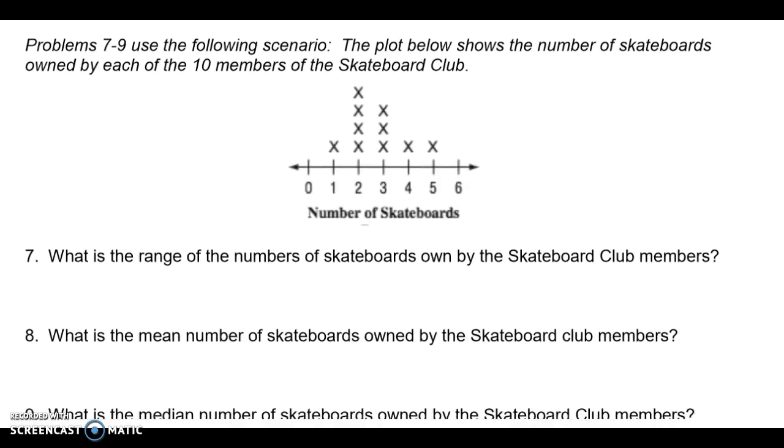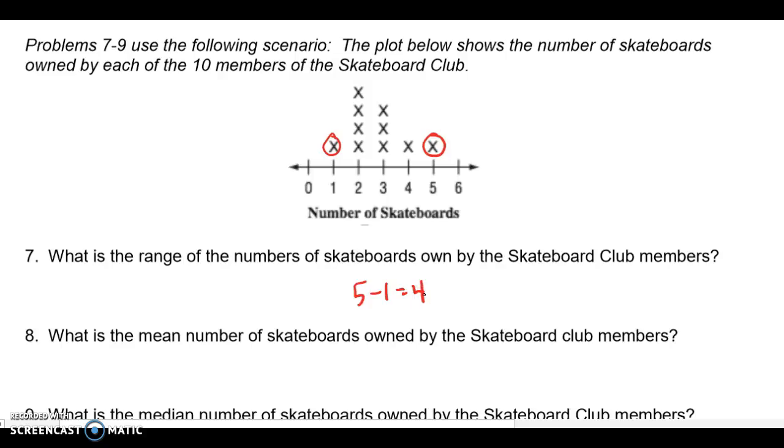This is what's called a line plot, and this plot is going to show the number of skateboarders who own a particular number of skateboards. Each of those X's represents a skateboarder and how many skateboards they own. The range of numbers, again, just like we did before, we're looking for the high value minus the low value. So 5 minus 1 is 4.